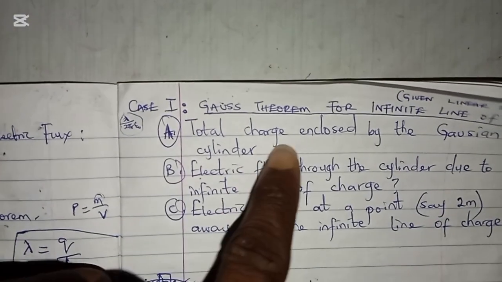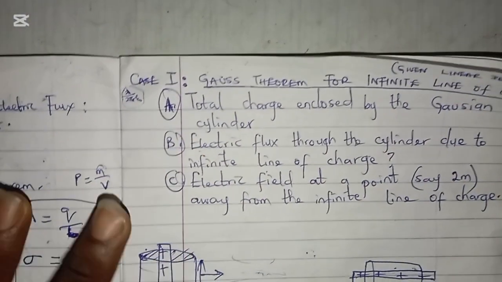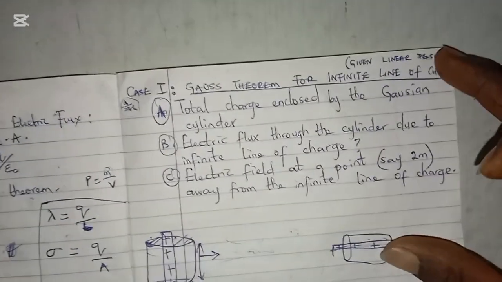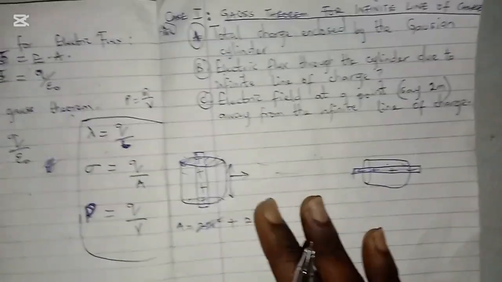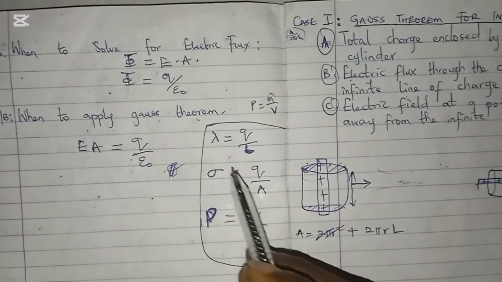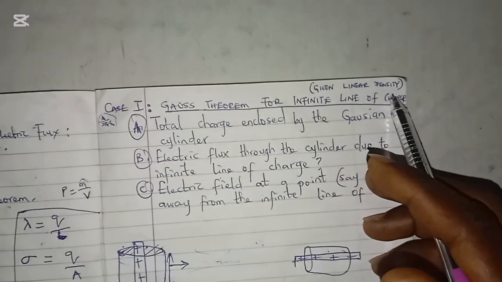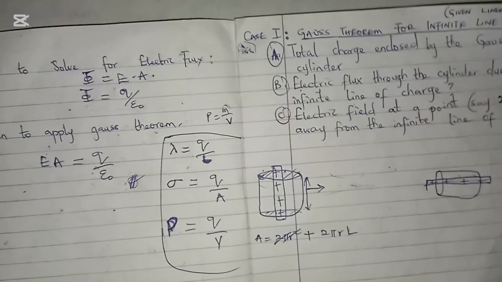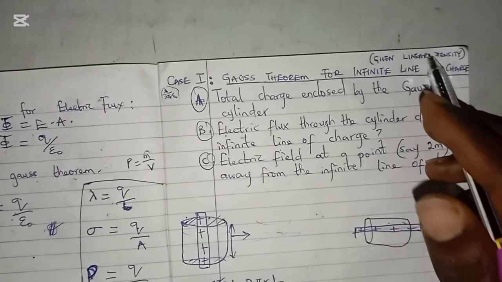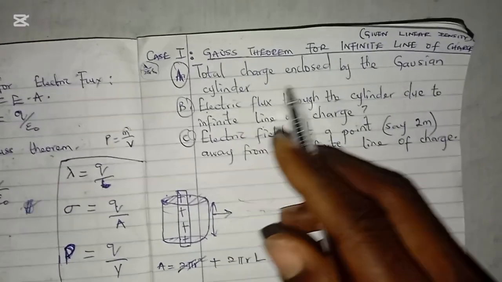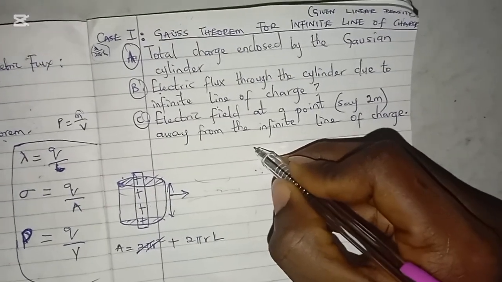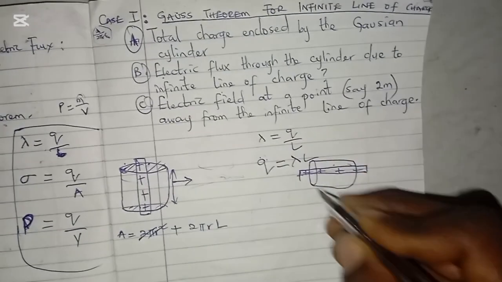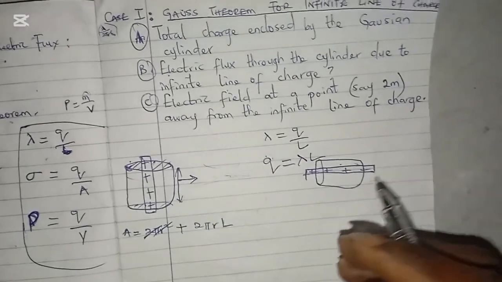But look at this, they said find the total charge enclosed by the Gaussian cylinder. To find the total charge enclosed by a Gaussian cylinder when you have an infinite line of charge, you simply come back here. For an infinite line of charge, they will give you the linear density. When the question gives you linear density, and assuming they gave you surface density, you make this the charge. So given linear density in this case, for an infinite line of charge, to find the total charge enclosed, it will simply be lambda equals Q over L. So Q will be equal to lambda L. This is the formula you use to find the total charge enclosed.